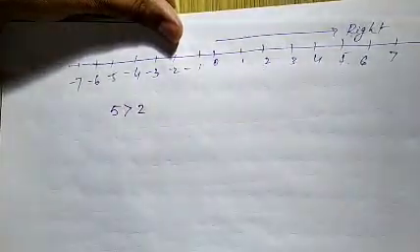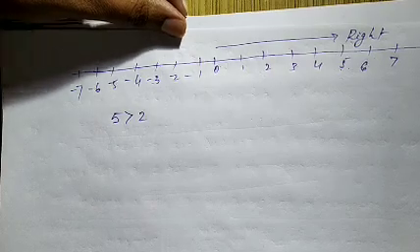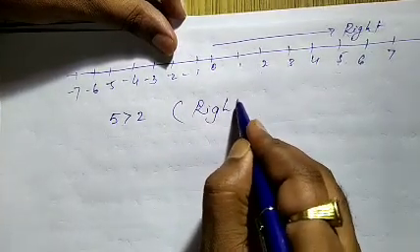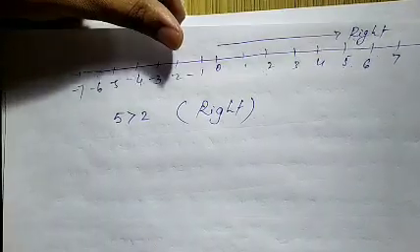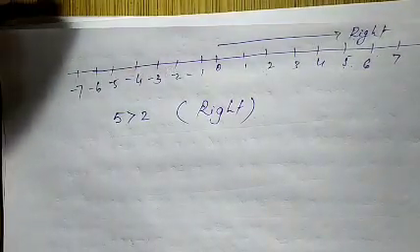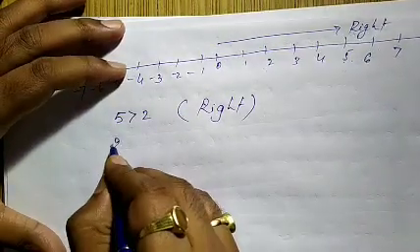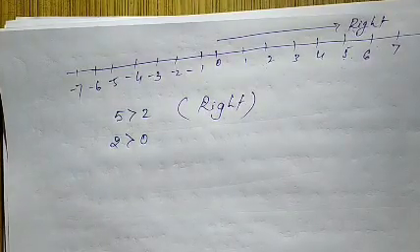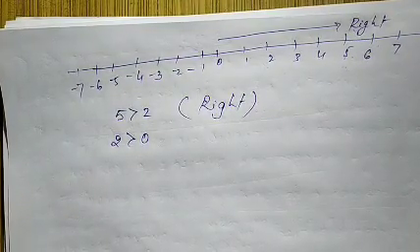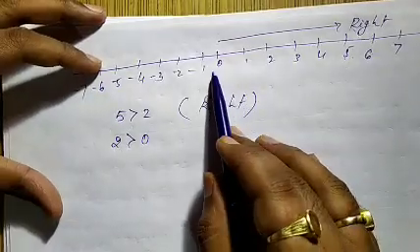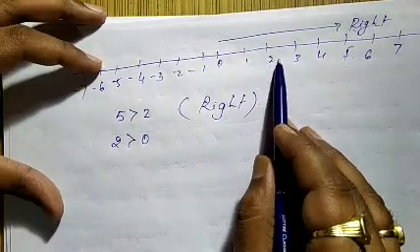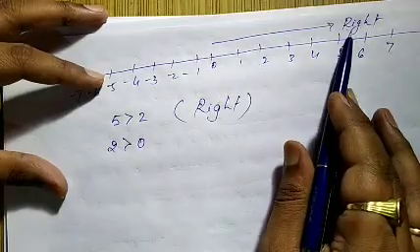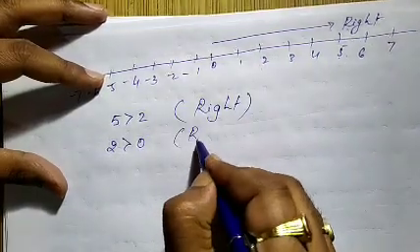Okay, this is on the right side. So yes, it is greater, and where is its position? It is on the right side. Suppose I ask, is 2 greater than 0? Yes, 2 is greater than 0. Again observe from this number line, where is 2? 2 is here, and where is its position from 0? On the right side.